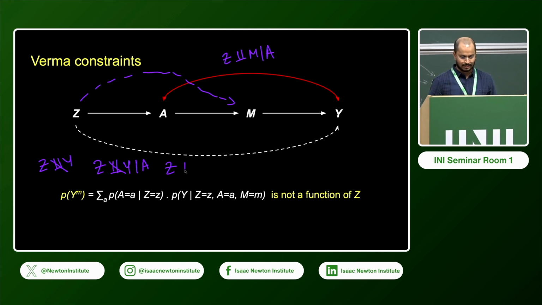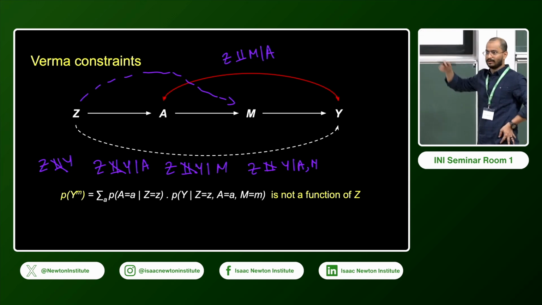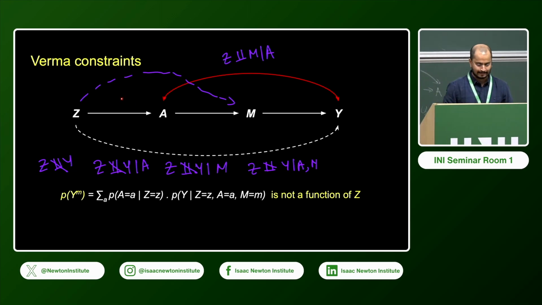I can ask, is Z independent of Y given M, so that I don't open that collider, potentially. Turns out that's not true, because conditioning on the descendant of a collider also opens the collider. So this one's tricky. This is not true either. And then finally, of course, Z is not independent of Y given A and M, because you just open the collider. Okay. There is no ordinary conditional independence constraint in this model, despite there being a missing edge between these two variables.